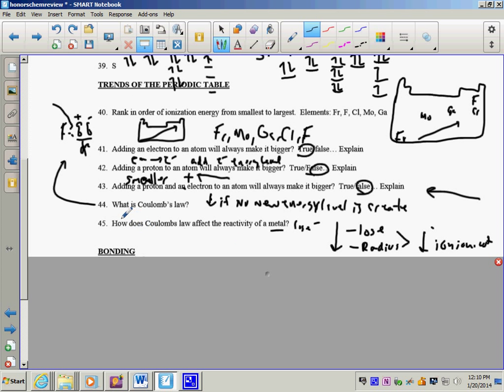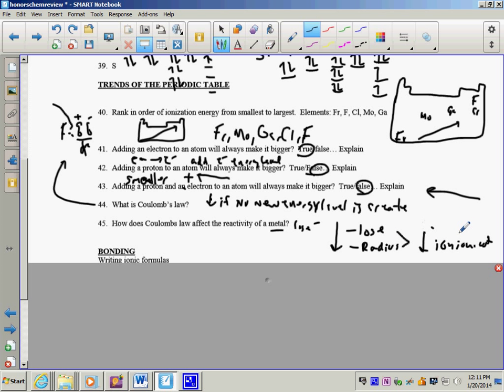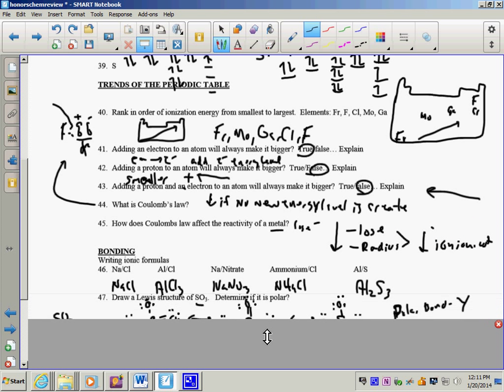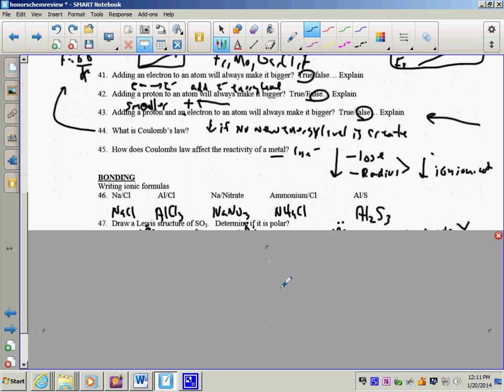What is Coulomb's law? It's right here. How does Coulomb's law affect metal reactivity? Well, metals want to lose electrons. So if they're bigger, then the electron is farther away, therefore it's easily lost, and therefore more actively it will be lost. These 2 things here will indicate a small ionization energy. There is the answer to those 4.